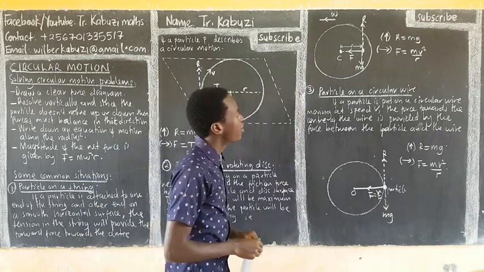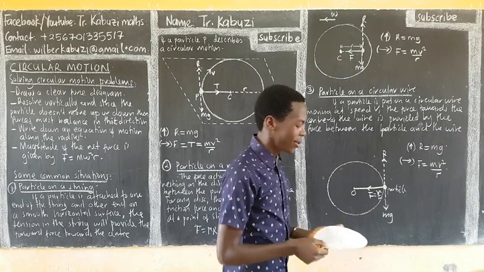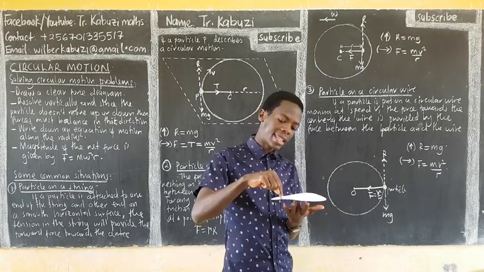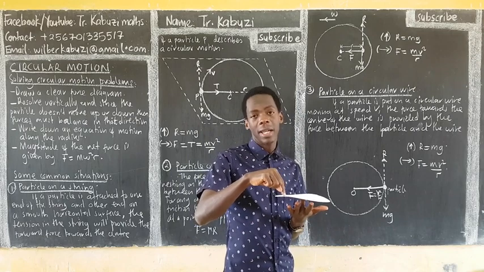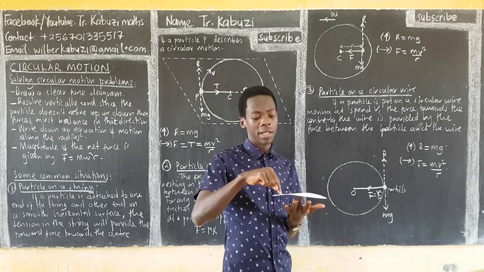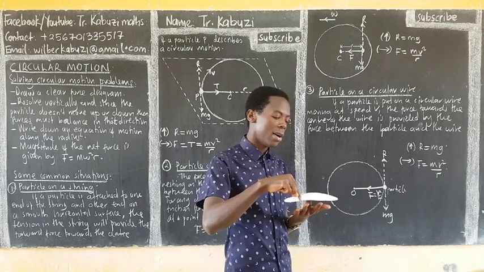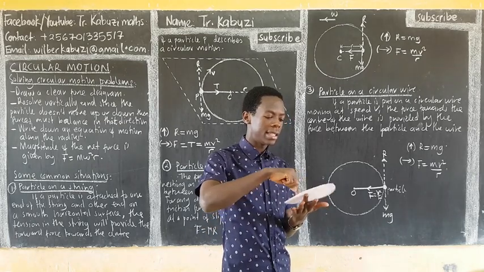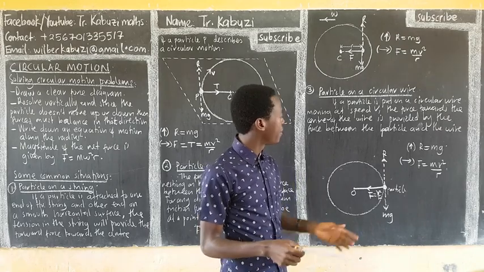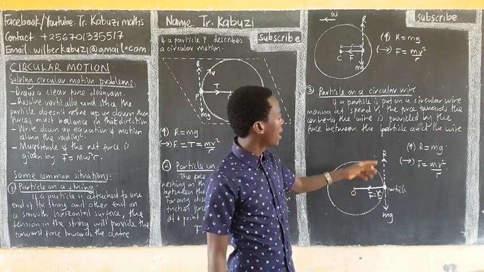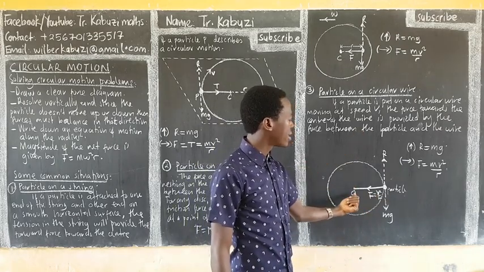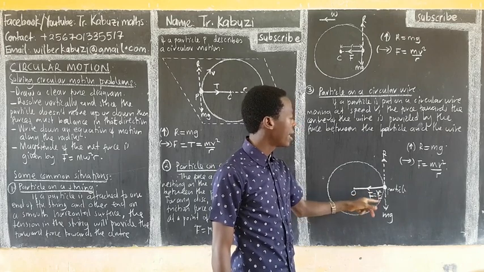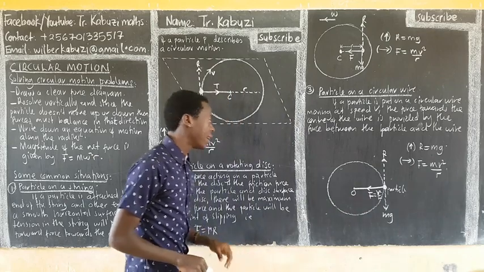Three, particle on a circular wire. In this case we now have a wire. This is my circular wire. We attach a particle on the wire, and of course the wire is considered smooth. Now, when it is rotating at velocity v like this, the force that keeps it towards the center is given by our centripetal force, as you see there.